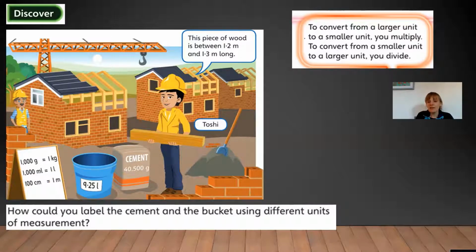Now you can see up here, this is a really good fact to remember. So if I'm converting from a larger unit to a smaller unit, you multiply. So that means if I had 2 kilograms and I wanted to put it into grams, I would times by 1,000 to put it into grams. And on the other way round, if I wanted to convert from a smaller unit to a larger unit, I would divide. So if I had 2,000 grams and wanted to put it into kilograms, I'd divide by 1,000. So that will help you remember, am I dividing, am I timesing? Which way round has it got to be?